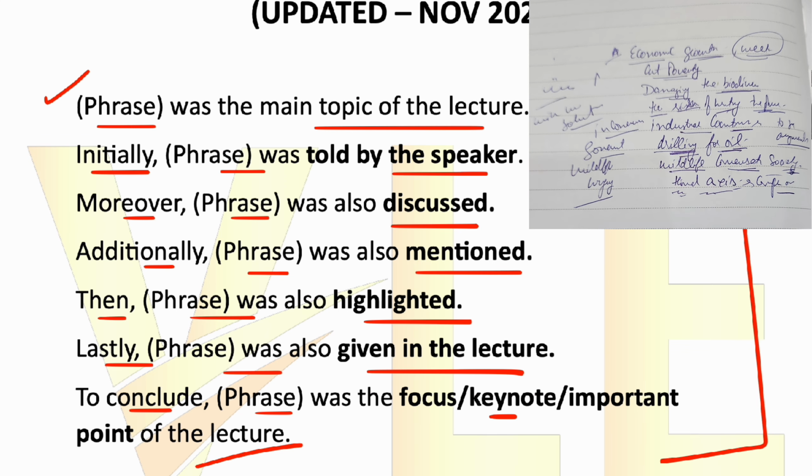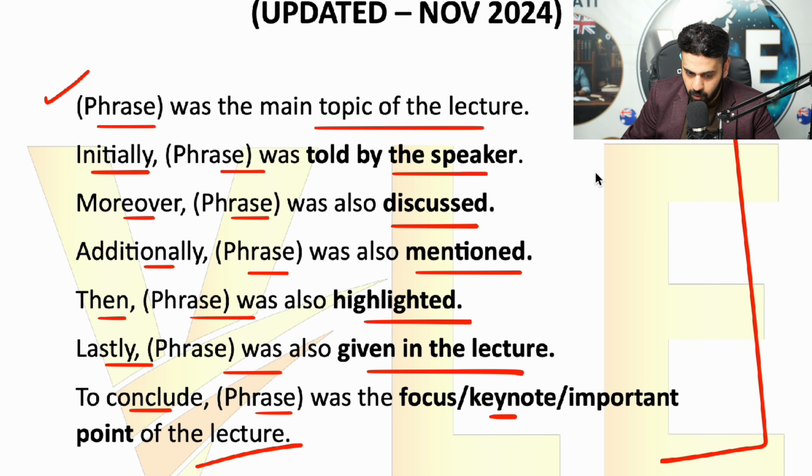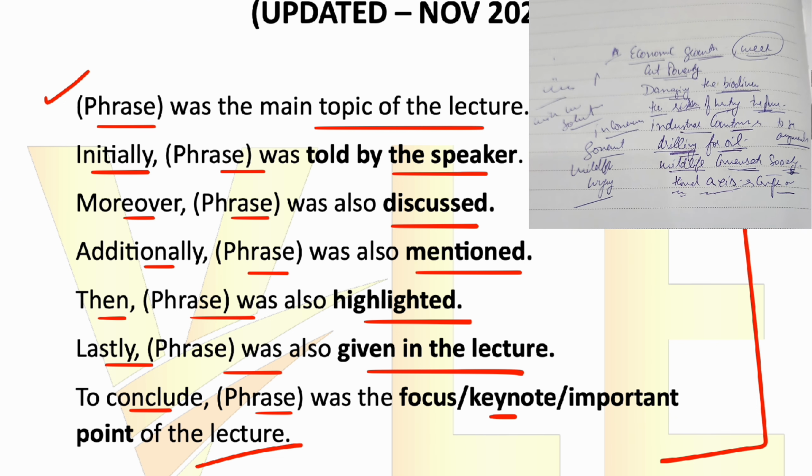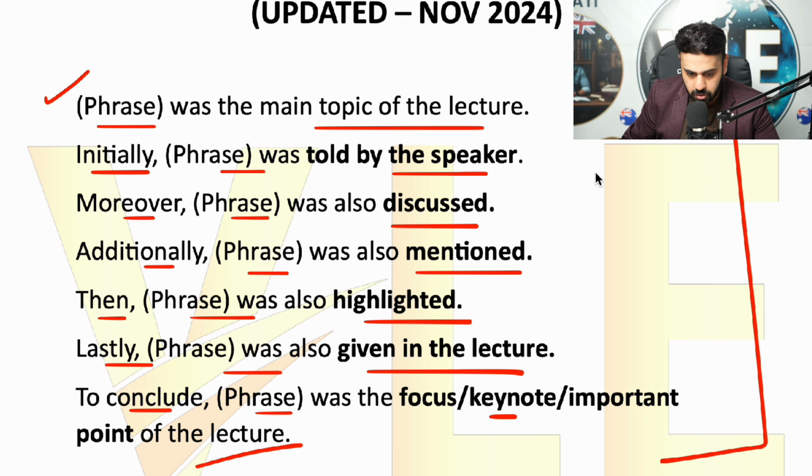Economic growth was the main topic of the lecture. Initially, cutting poverty was told by the speaker. Moreover, damaging the biodiversity was also discussed. Additionally, the risk of hurting the poor was also mentioned. Then industrial countries was also highlighted. Lastly, drilling for oil was also given in the lecture. To conclude, Wildlife Conservation Society was the keynote of the lecture.